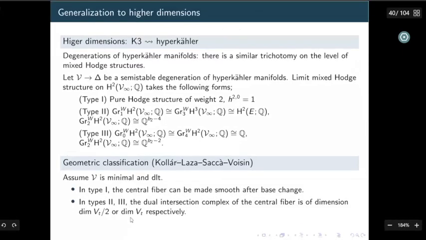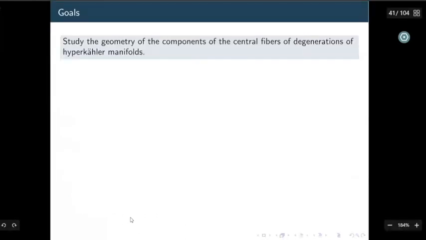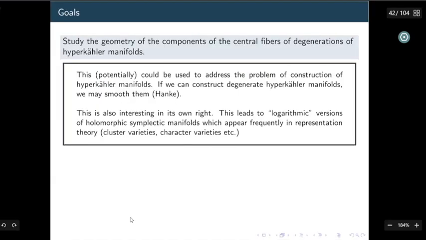So what do I want to do now? This is sort of all just background. What I want to talk about now is a bit more forward thinking. I want to study the geometry of the components of central fibers of degenerations of hyperkaehler manifolds. This is broadly speaking my motivation for looking at this. So why would you do this? One possible far future type of goal is to try to address the problem of constructing new hyperkaehler varieties.